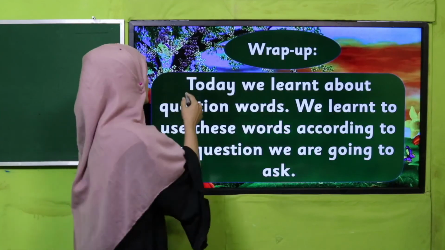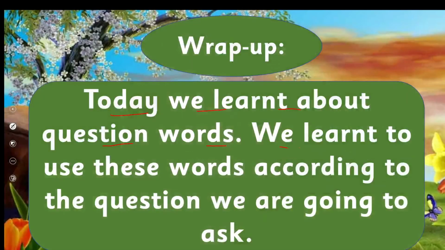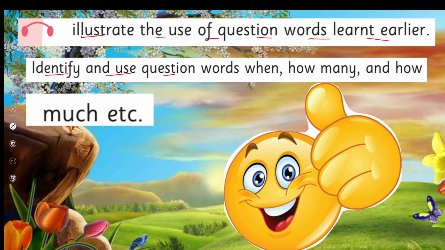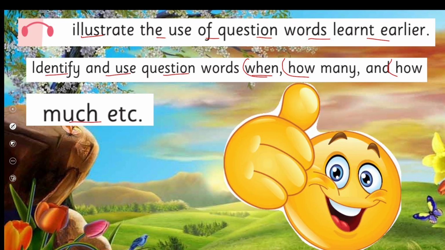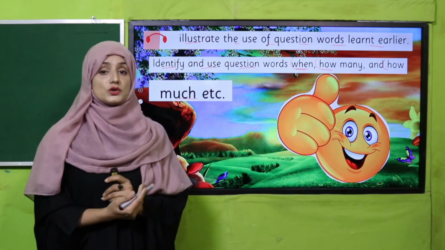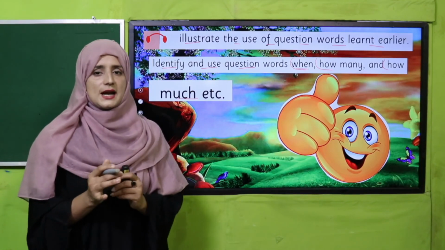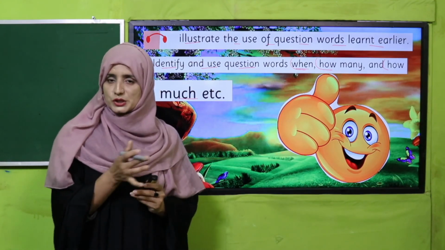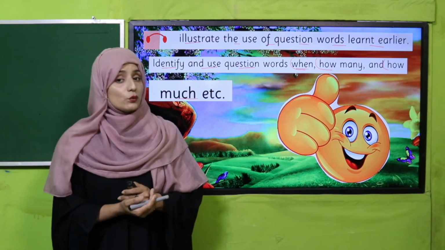So what have we covered today? Today we learned about question words. We learned to use these words according to the questions we are going to ask. In this way we have covered our student learning outcome, illustrate the use of question words learned earlier, identify and use question words when, how many, and how much, etc. Wow, good job, and we have done it. So now we have got how we can use question words in different situations and with different nouns. When we want to ask something, we know which question word we have to use. So today we have got that.